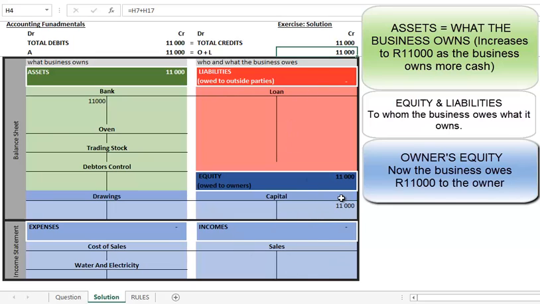What this means is that the net worth of this business for the owner is 11,000 Rand. So if I take all my assets, which is the 11,000 Rand cash, and I minus all my liabilities, I get 11,000 Rand that belongs to the owner.